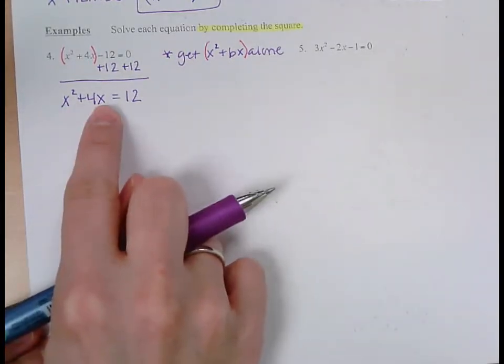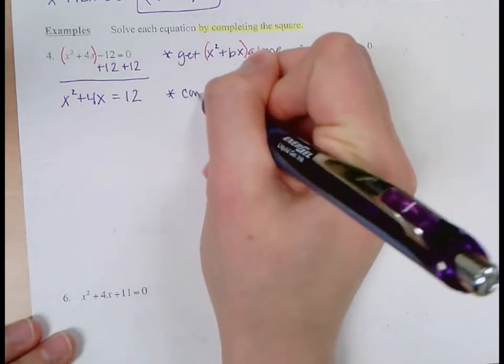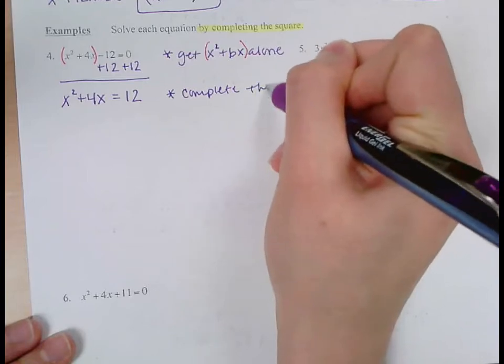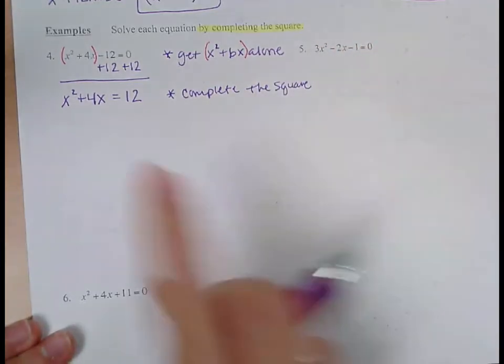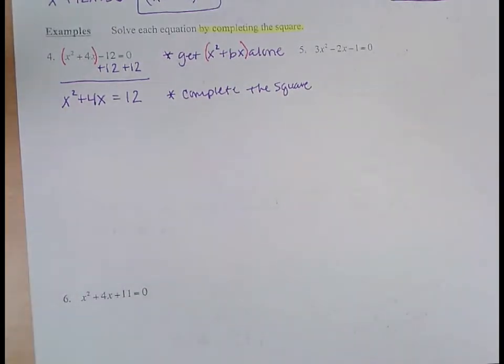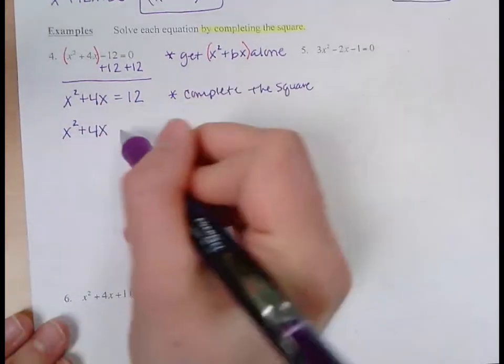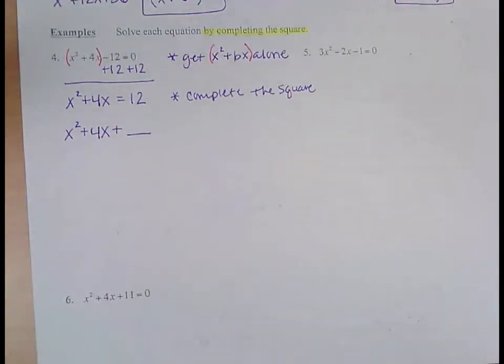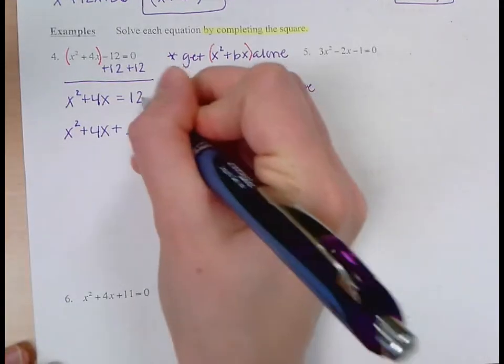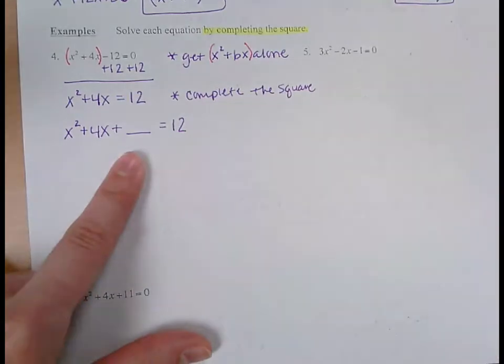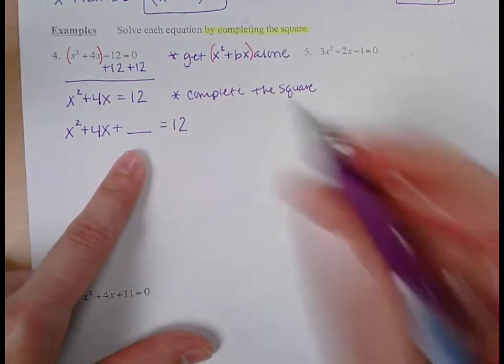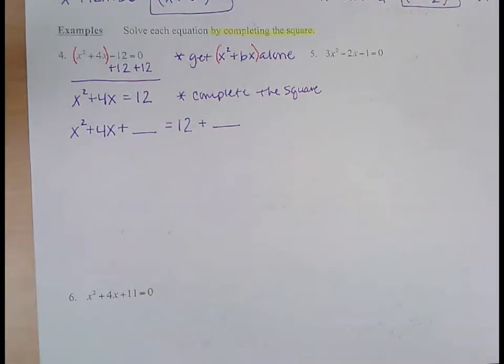Here's your x squared plus bx. Your next step is to complete the square. So you're getting this side to now be a perfect square trinomial. Here's how I typically write it to set up. I have x squared plus 4x. I'm looking for what value I need to add as my c value to make it a perfect square. I then still have 12 on the other side, and by rules of equations, if I add something on the left, I have to add it on the right side to keep my equation balanced.